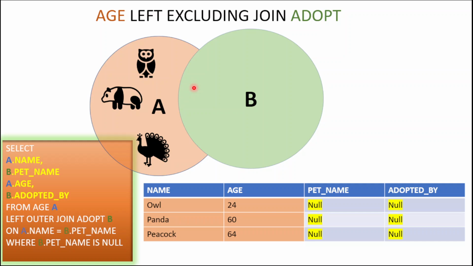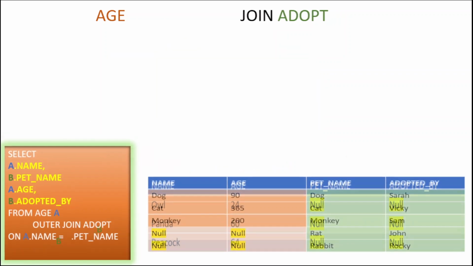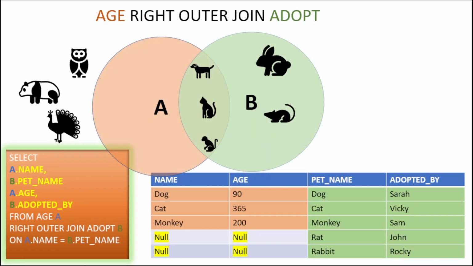For example, dog, cat and monkey are vanished from this table. This is the left excluding join. Now let's discuss a different type of join. It is the right outer join. And interestingly, whatever happened in the left outer join, the same thing is happening in the right outer join, but just the opposite one.